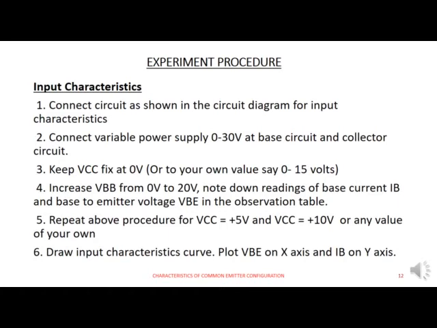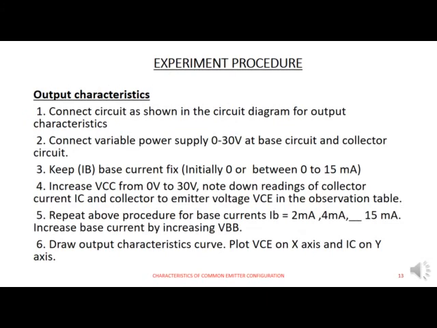Increase VBB from 0 to 20 volt, and note down the readings of base current IB and base to emitter voltage VBE in the observation table. Repeat the above procedure for VCC equal to 5 volt and VCC equal to 10 volt, or any value of your own. Draw the input characteristics curve. Plot VBE on the x-axis and IB on the y-axis.